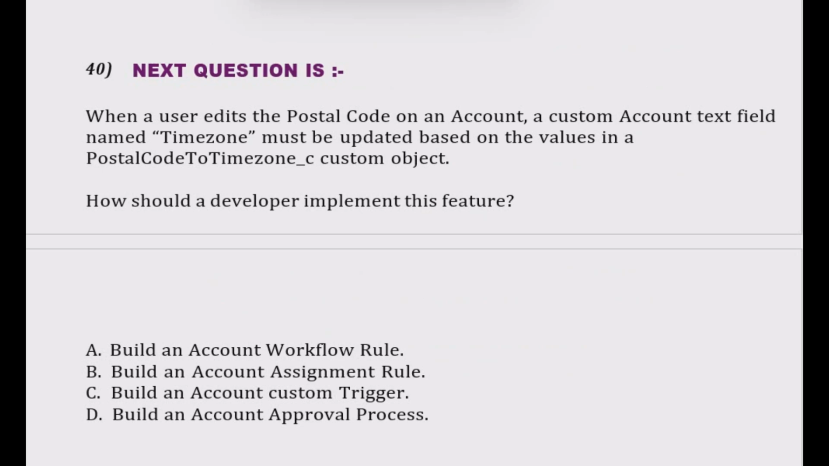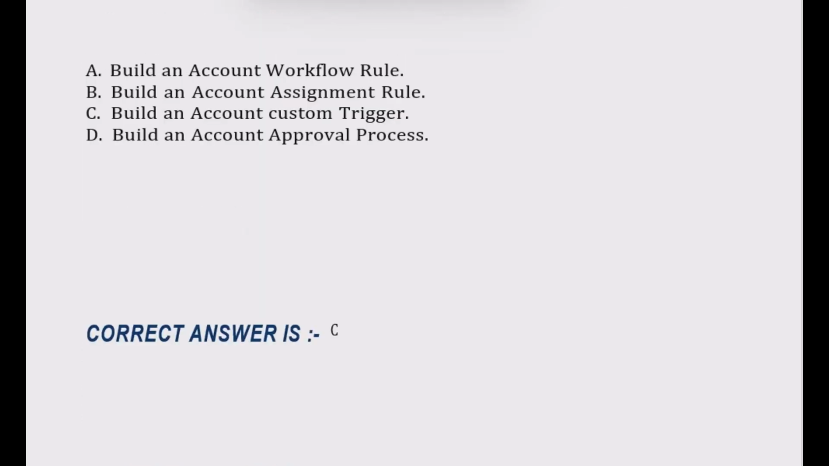Question is, when a user edits the postal code on an account, a custom account text field named Time Zone must be updated based on the values in a Postal_Code_to_Time_Zone__c custom object. How should a developer implement this feature? Option A, build an account workflow rule. Option B, build an account assignment rule. Option C, build an account custom trigger. Option D, build an account approval process. Correct answer is option C.